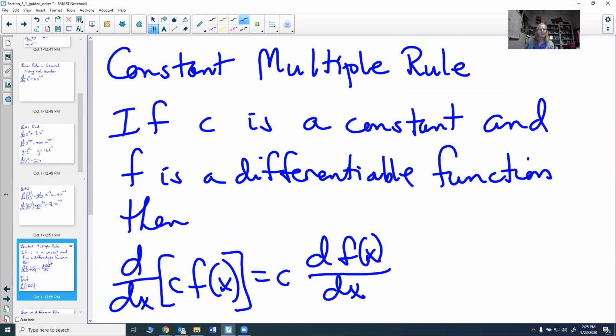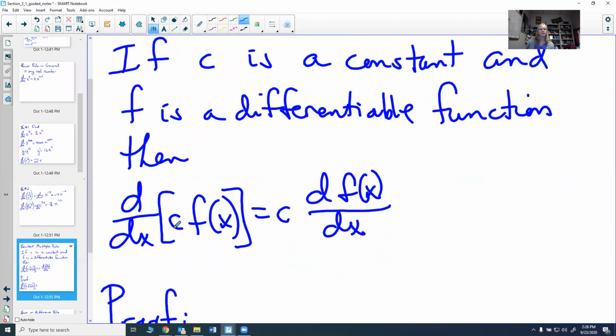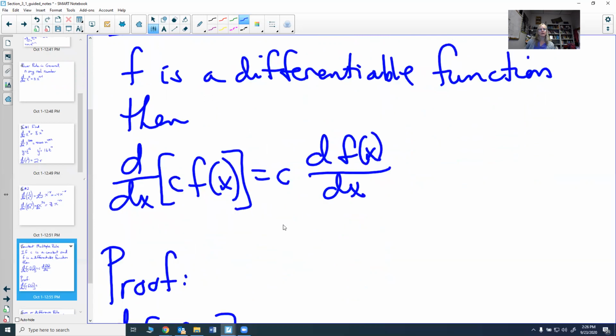That's fine and dandy to do these little ones, but we can do more involved things. We can actually have something times your function. So if I have c as a constant and f as a differentiable function, then I can actually take the derivative of c times f of x. That c can come out, and then I've got the derivative of your function. So that constant can come out and just comes out to the front.